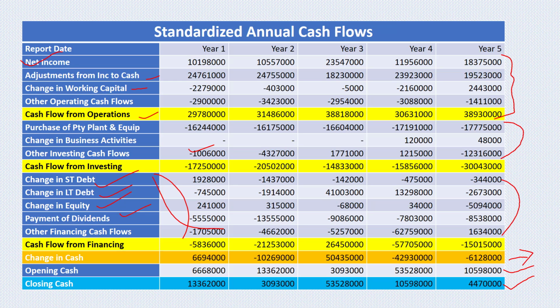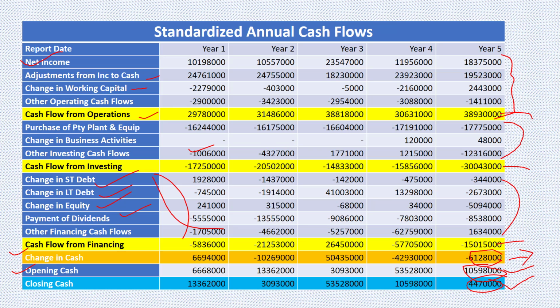Once you have cash flow from each source, you can add these three yellow striped rows, and you get what happened to the cash during that period. And we have the beginning period cash, and if you add the change in cash to the beginning period cash, you get the end period cash. That's what it shows us in the cash flow statement.